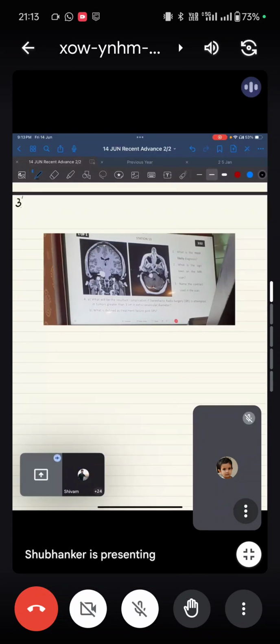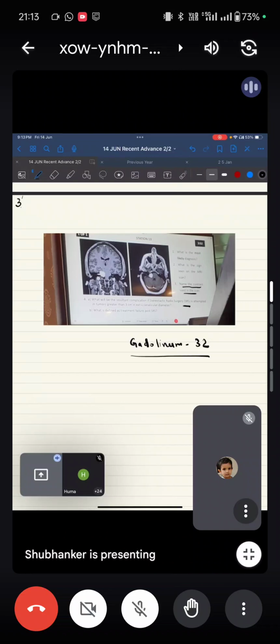Okay. Now coming to the third thing, what is the contrast which is used in the scan? The contrast is gadolinium. Got my point? Now this SRS we are just going to discuss in the upcoming slides, so I'll not focus on it over here.